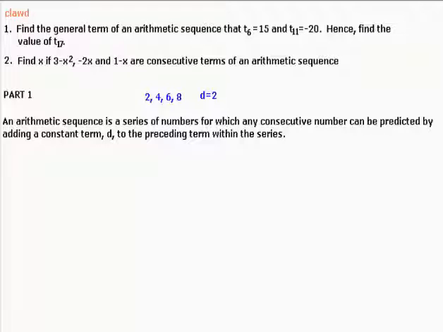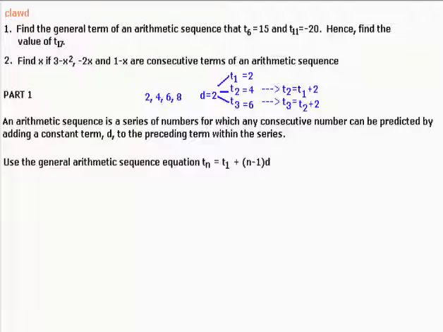So if we were to rewrite these numbers in terms of the terms T1, T2, and T3, then T1 being the first term is equal to 2, T2 being the second term is equal to 4, and T3 being the third term is equal to 6. And you can readily see that in order to find the second term 4, you simply need to add 2 to the preceding term T1. The same thing holds true for the third term, where by adding the constant term 2 to the second term, you will find the third term 6.